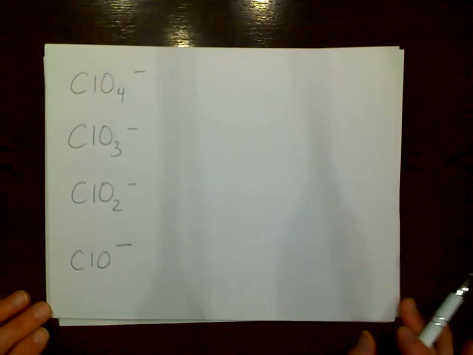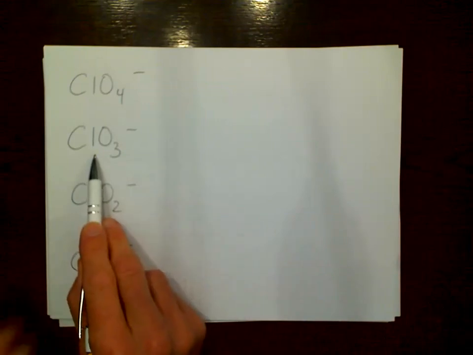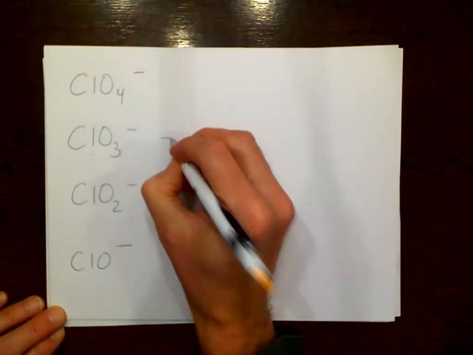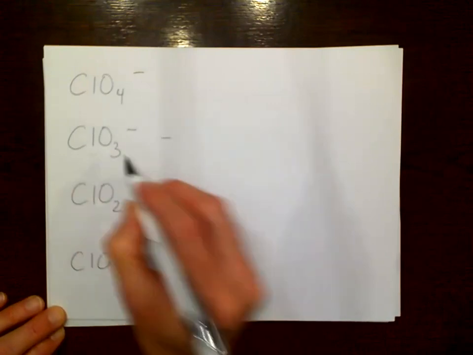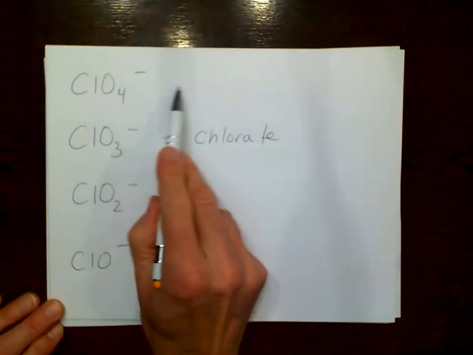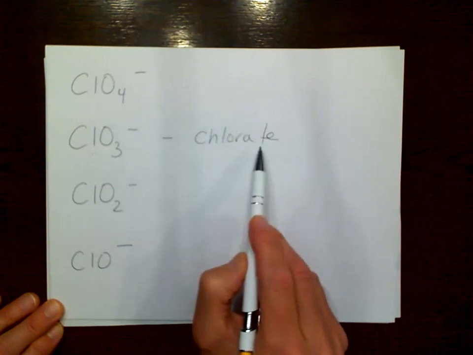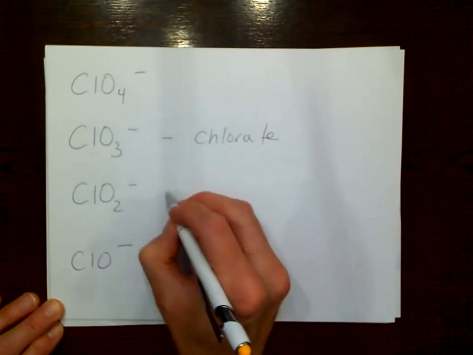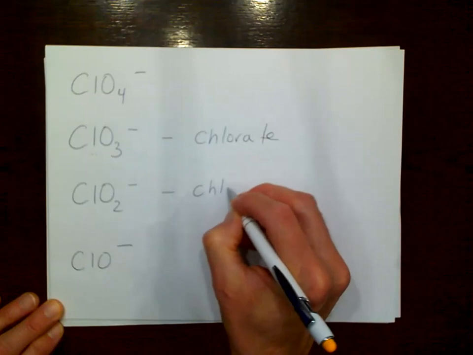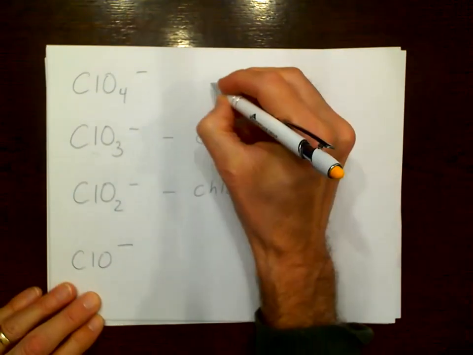Well, here's what we're going to do. We're going to pretend that this is the highest number of oxygens, even though we know it's not. And we're going to call this one chlorate. I know I'm cheating right now, but in the normal scheme of things, we'd want to give the one with the most oxygens the ATE ending. But in a second, you'll see why we do it this way. This one we're going to call chlorite because it has 1 less oxygen than chlorate. Okay, then we're going to call this one up here perchlorate.